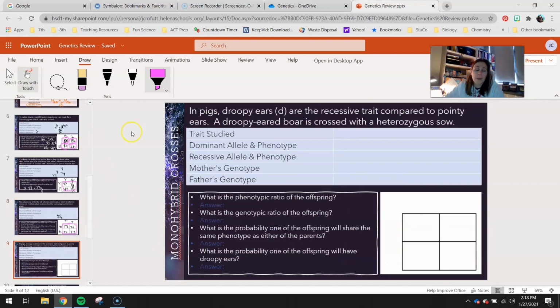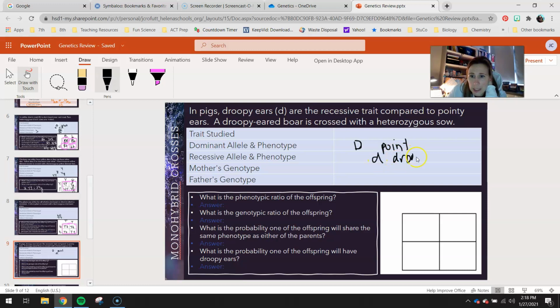Okay, last little problem here. In pigs, droopy ears, little d, are the recessive trait compared to pointy ears. A droopy-eared boar, which is a male, is crossed with a heterozygous sow. Okay, so let's go ahead and plan some of this out. The trait studied is going to be ear droop or ear shape or however you guys want to define it. The dominant allele is going to be your capital D, which is pointy ears. I'm going to write that in there. And lowercase d will be droop.